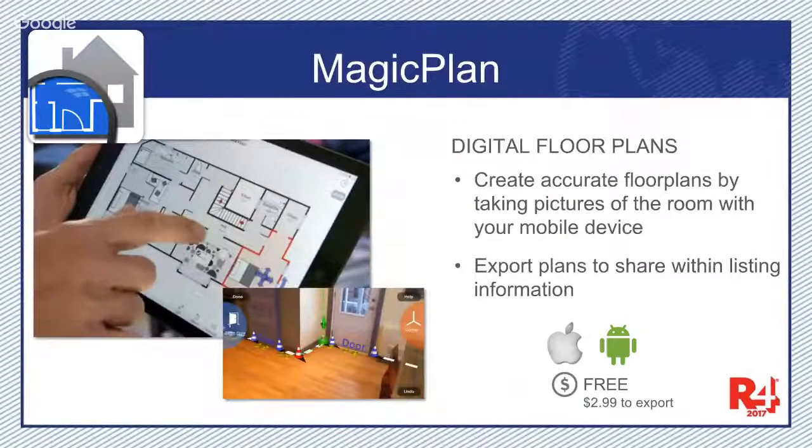This one is called Magic Plan. This won't be applicable to everyone, but it's still kind of cool, even if you're not doing anything with new build orders. This one, you can take a picture of a room and actually build the room out. You can either take a picture and then work.